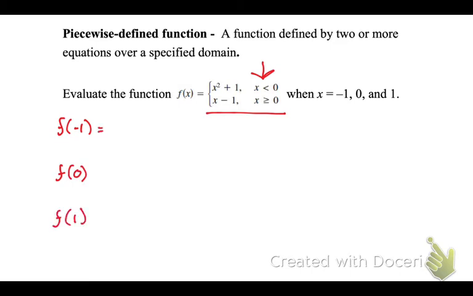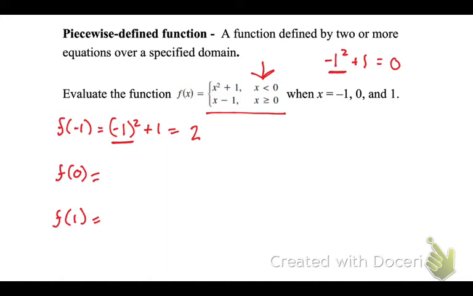So, negative 1, does it fit in the top equation or the bottom equation? The top, because it is less than 0. So, negative 1 squared plus 1 is 2. Now, be careful that you're putting these parentheses, because if you're writing negative 1 squared plus 1, your answer is 0. We've talked about this a lot last year, and you need to watch that placement, because here we're squaring the 1 and then multiplying it by negative 1.